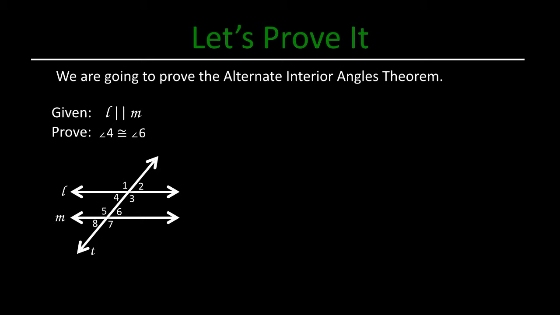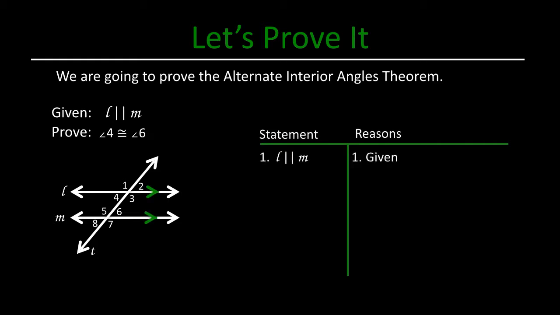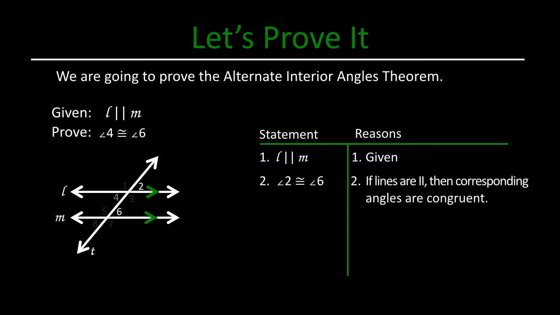I'll set up my two-column proof and start with what's given. Line L is parallel to line M. I'm going to take away some of the angles so we can focus on angle 4 and angle 6, and I'm going to keep one that relates to both of them, which is angle 2. We can say angle 2 is congruent to angle 6 because if lines are parallel, then corresponding angles are congruent.